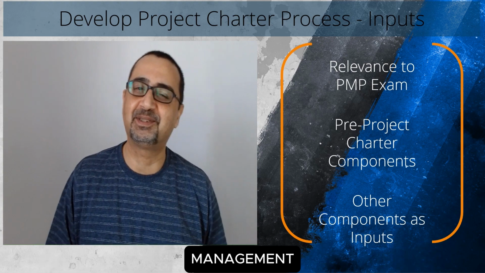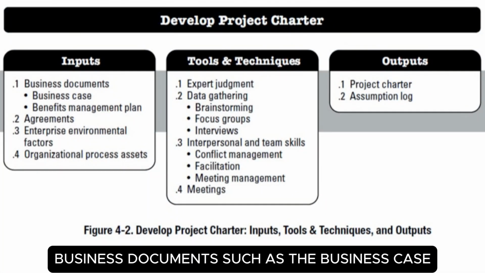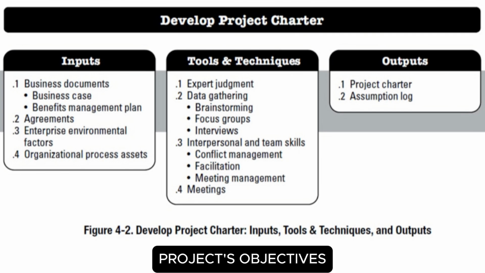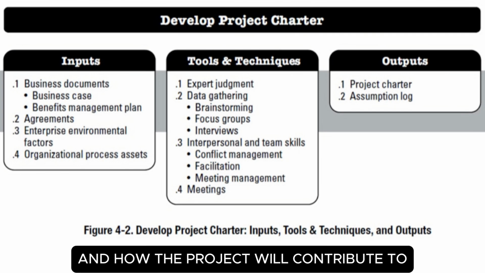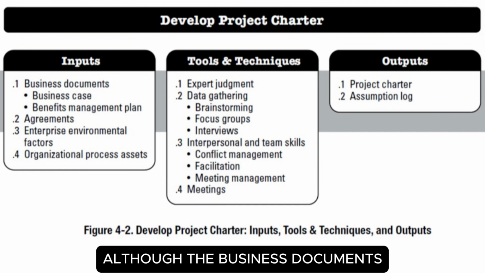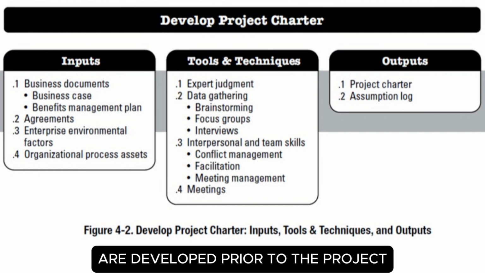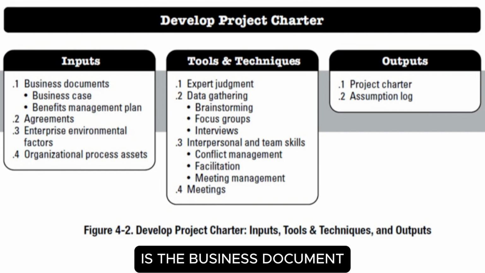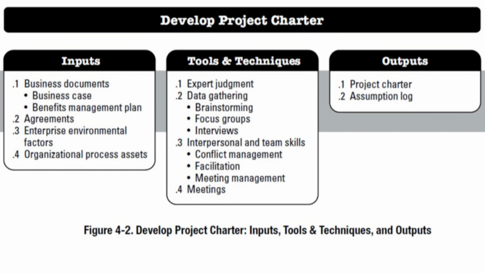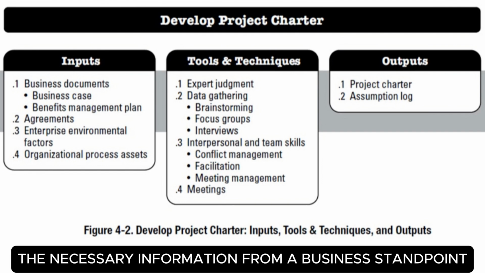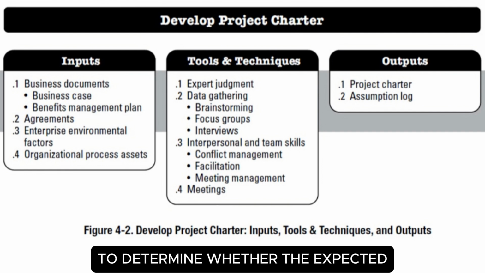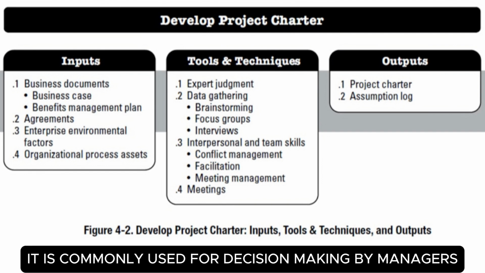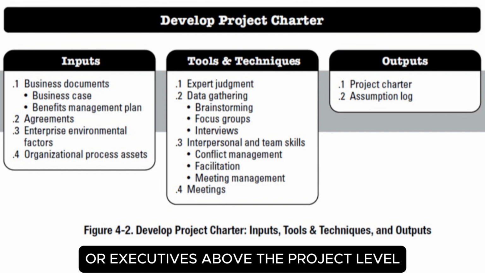Business documents, such as the business case and the benefits management plan, are sources of information about the project's objectives and how the project will contribute to the business goals. Although the business documents are developed prior to the project, they are reviewed periodically. The approved business case or similar is the business document most commonly used to create the project charter. The business case describes the necessary information from a business standpoint to determine whether the expected outcomes of a project justify the required investment. It is commonly used for decision making by managers or executives above the project level.